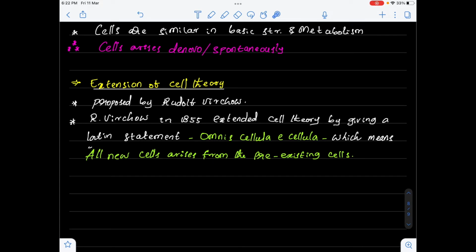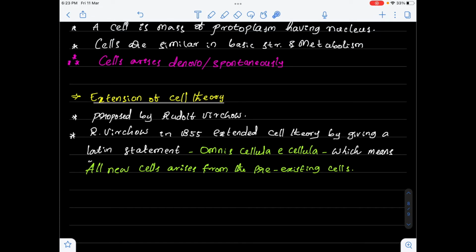For example, when we meet with injury, if skin is lost in that particular hand or in the leg, after several days formation of new skin takes place. That means skin is a type of epithelial tissue which is made up of many cells. And from where does that lost part arise? That lost part arises from the pre-existing cells. But here M.J. Schleiden and Theodor Schwann said that the new cells arise spontaneously. It was a mistake, right? And it was corrected by Virchow.